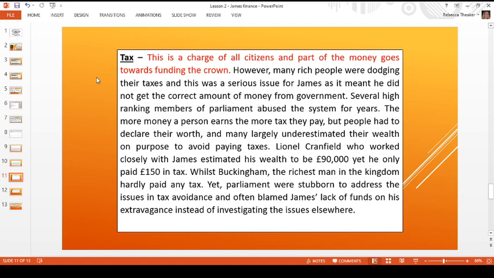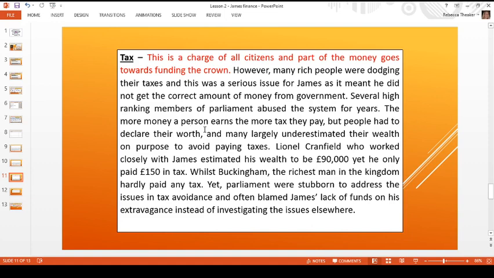However, the problem that James suffered from was that many rich people were dodging their taxes, and this was a serious issue for James, as it meant that he didn't get the correct amount of money from the government. It's a little bit like a wage, money that he's entitled to, that he should get, but all the way throughout his reign he was never getting the correct amount of money because several high-ranking members of Parliament abused the system for years. So what does that actually mean?